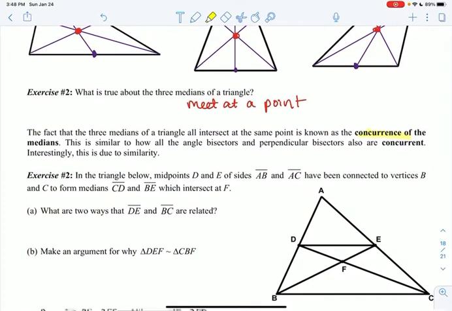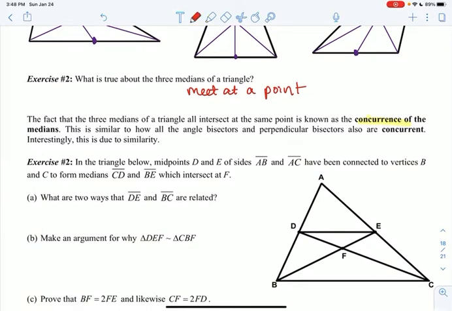So in the triangle below, midpoints D and E of sides AB and AC have been connected to vertices C and B to form medians CD and BE, which intersect at F. What are the two ways that DE and BC are related? All right, well, if this is a midpoint and this is a midpoint, then DE and BC, if you remember back from an earlier unit, are parallel to each other. And that segment DE is called the midsegment, and DE is half of BC. Okay, we did this back in Unit 6.